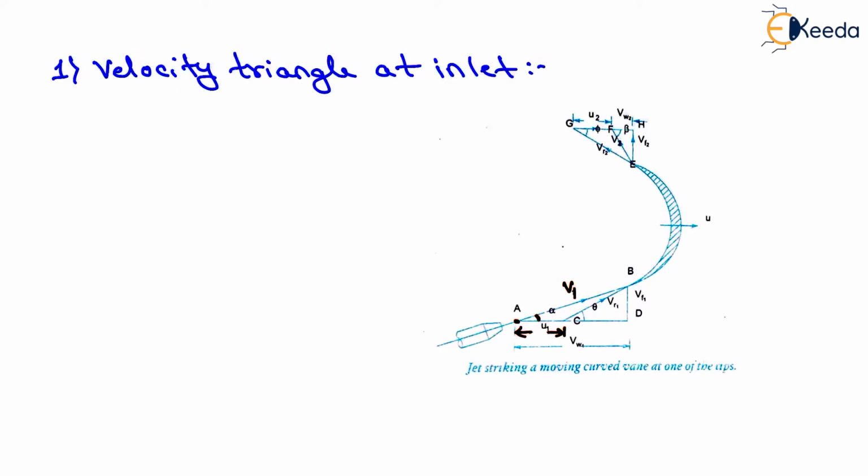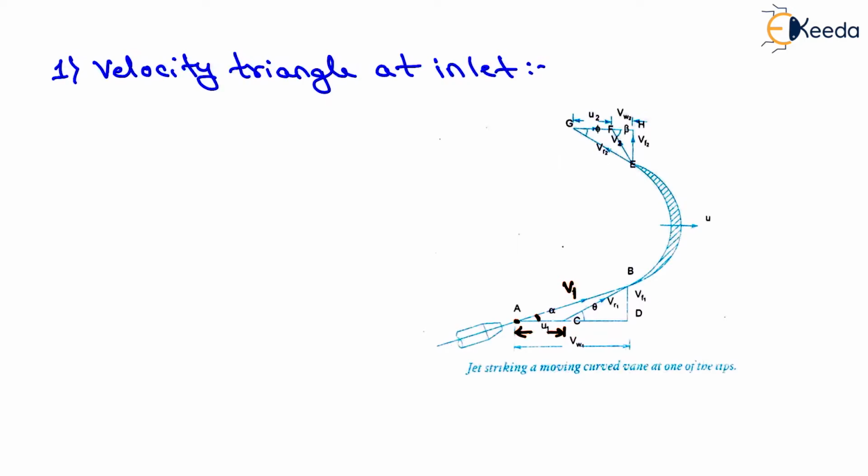If the loss of energy at inlet due to impact is 0, then CB must be in the tangential direction to the vane at inlet. Now from B, draw a vertical line BD, which is shown here, in the downward direction to meet the horizontal line AC produced at D.